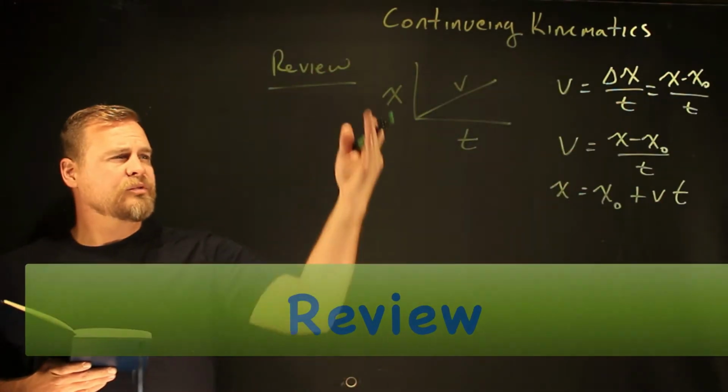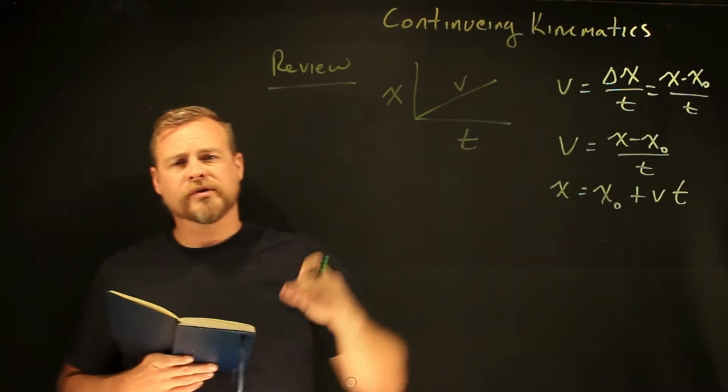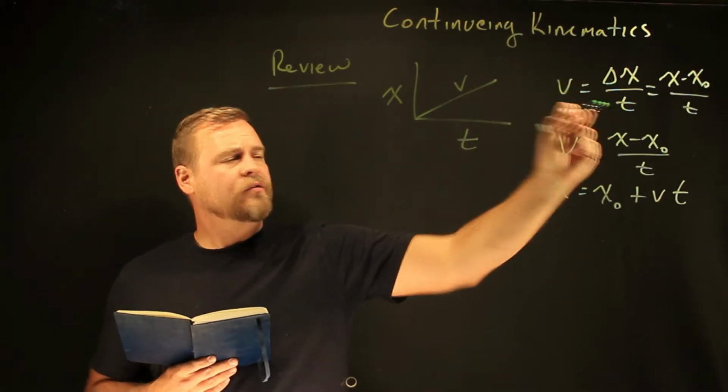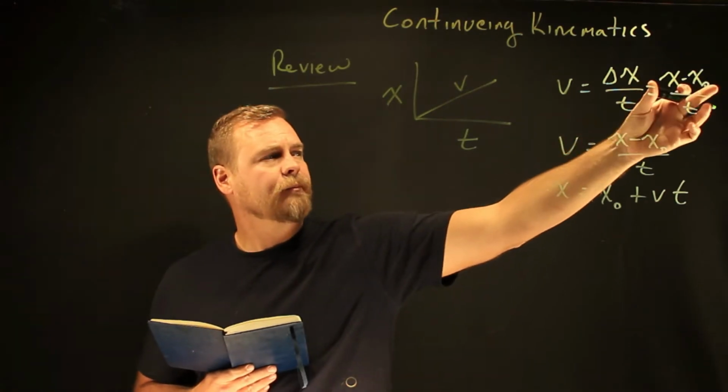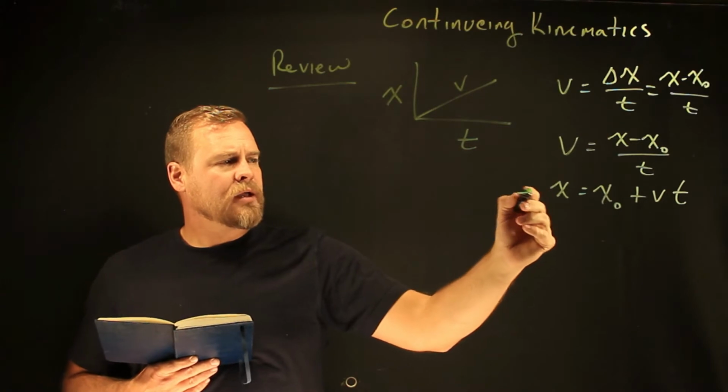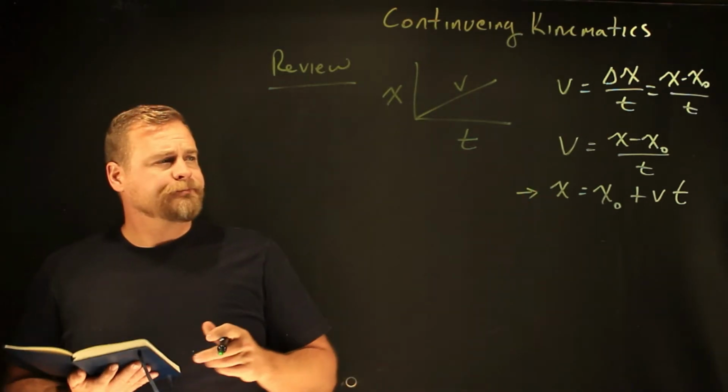So we looked at the position time graph and we saw that the slope was velocity. And so the velocity being the change in position over the change in time, we could expand on that and then manipulate it into a usable kinematic equation.